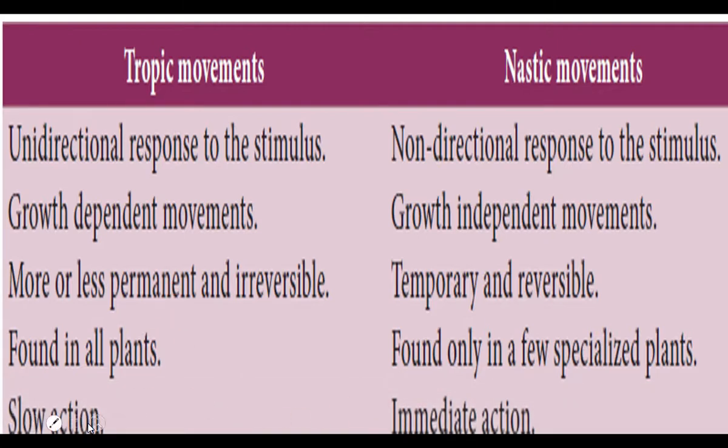Tropic movements are slow action. The growth takes place slowly, then the plant parts move. Nastic movements involve immediate action. In Venus flytrap, the leaves close immediately to trap the insect. In the touch-me-not plant, the leaf closes immediately when we touch the leaves.